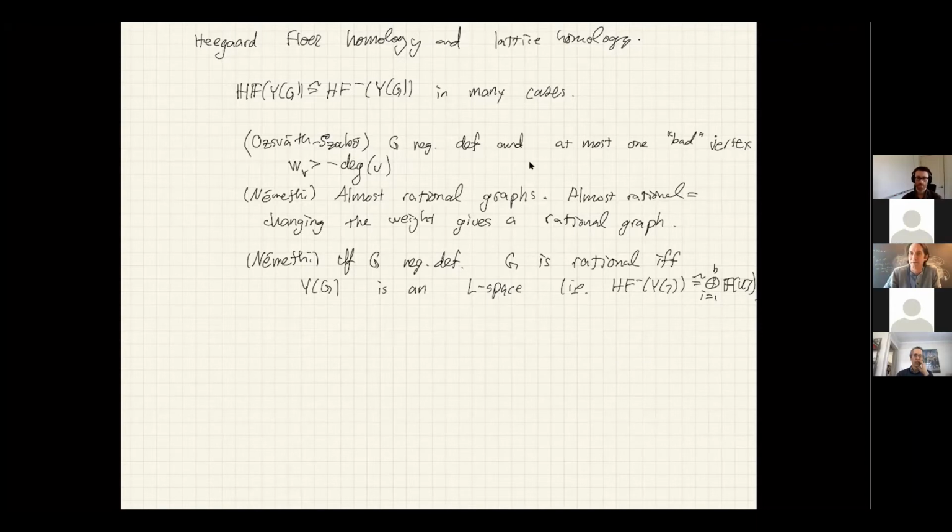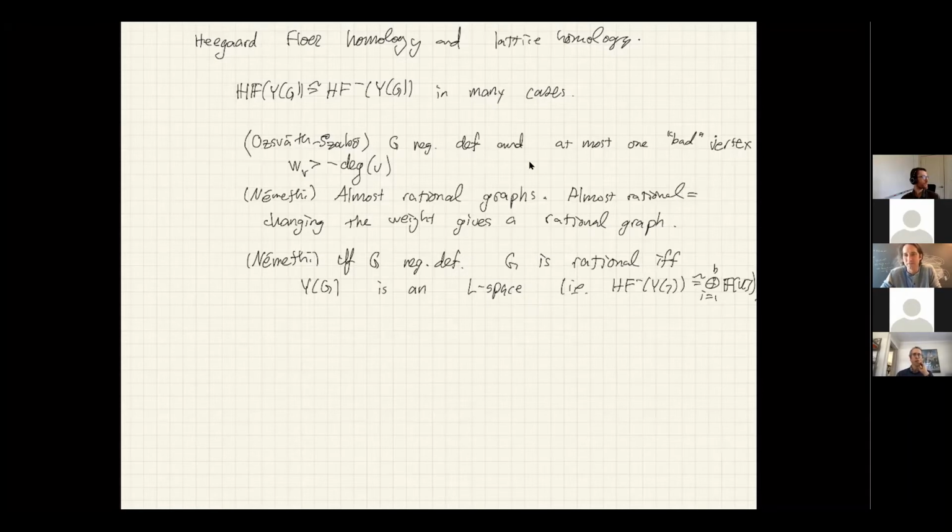Szabó showed that if you have no bad vertices, then it's an L space. Are there examples then of rational graphs? Do you have a simple example of a rational graph that has multiple bad vertices or any bad vertices? Is the first Némethi result on this page a strictly wider class of manifolds than what Ozsváth and Szabó proved it for?